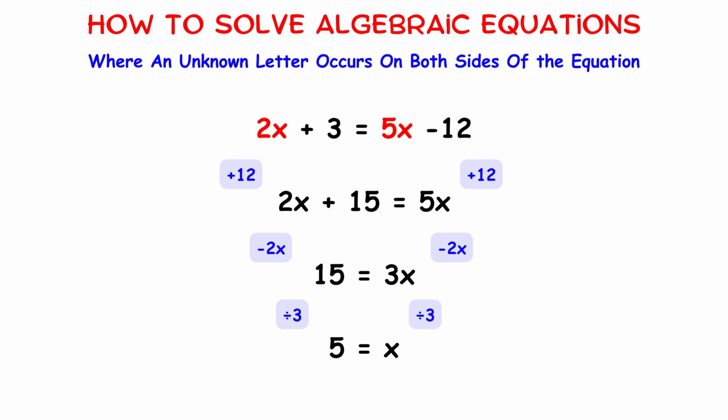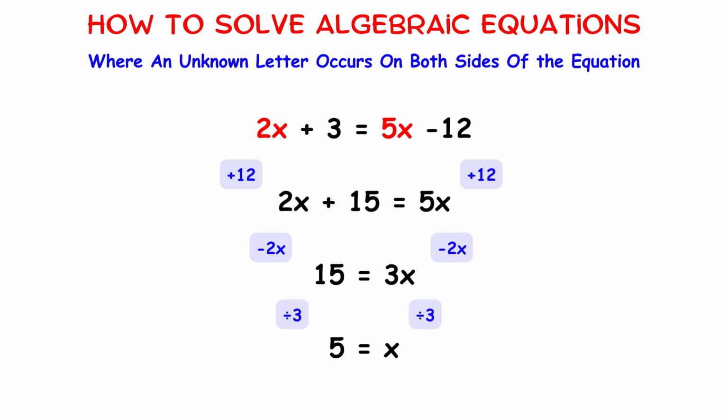so if we want the x's on the right and the numbers on the left, then we're going to have to get rid of this minus 12 from the right hand side and get rid of this 2x from the left. This means that we're going to have to add 12 to each side to get 2x plus 15 equals 5x, and then take away 2x from each side to get 15 equals 3x. Then lastly, to get a single x by itself, we just divide both sides by 3 to find that 5 equals x. So x is 5. Let's try a couple more.